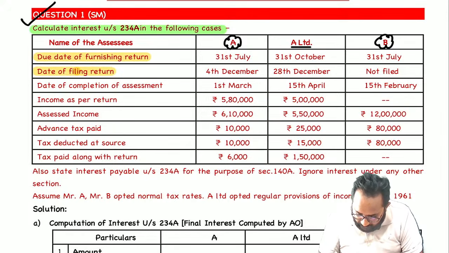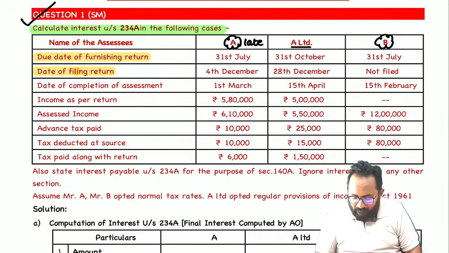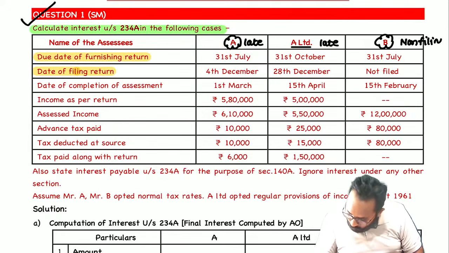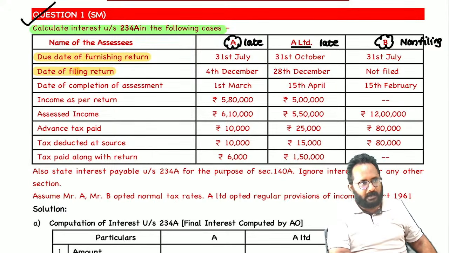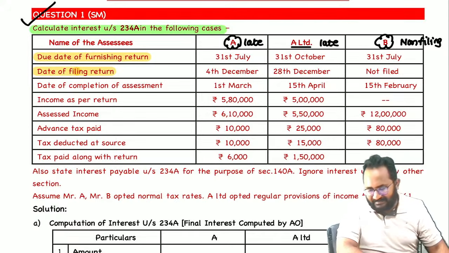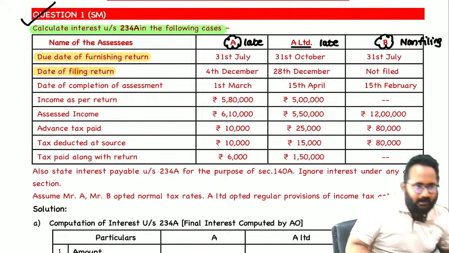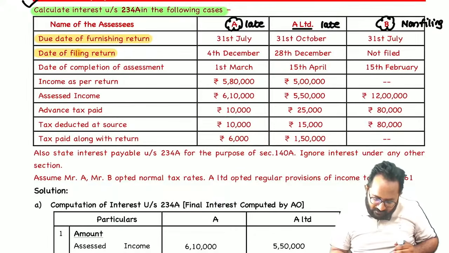Actually they filed the return. Tell me, they filed the return in which manner? Late manner, because the due date is July and they filed on 4th December. The second one also is late filing. The third one is non-filing. You have to understand these things from the given information. So here, how many cases they have given? 3. 2 are what? Late filing. The last one is what? Non-filing.